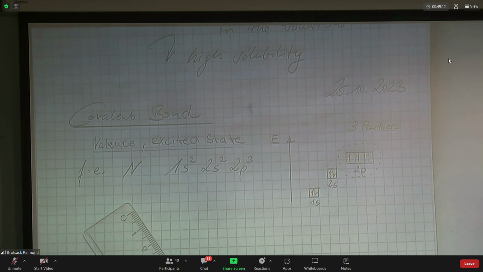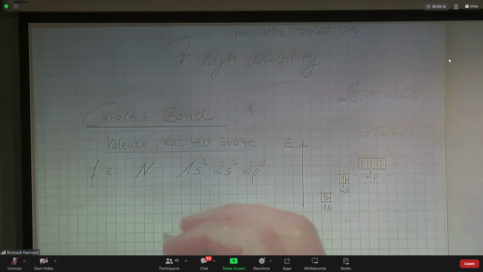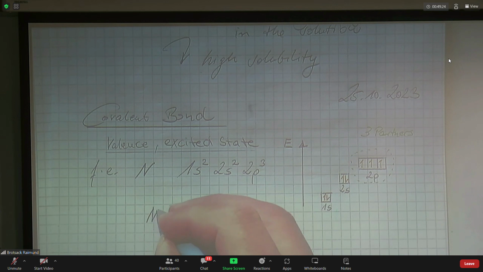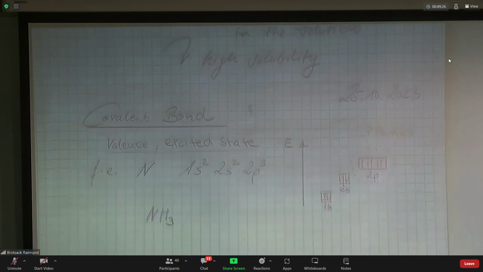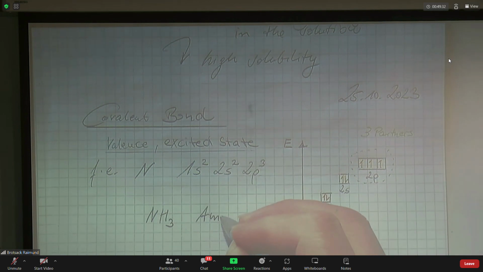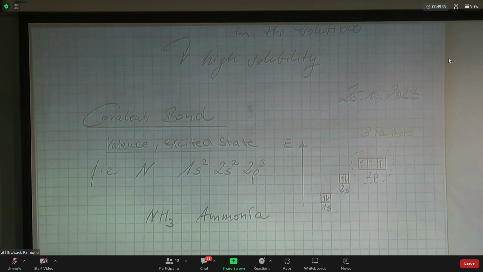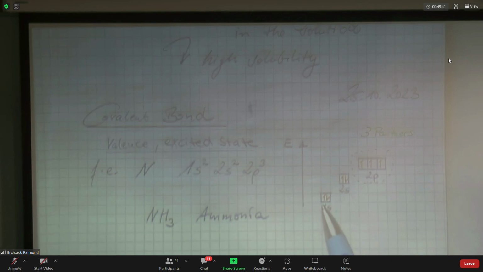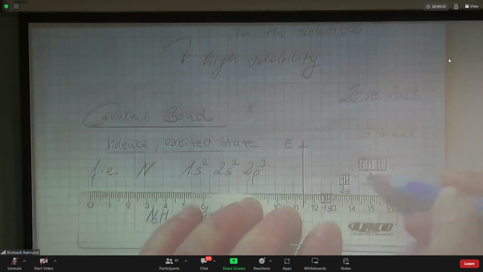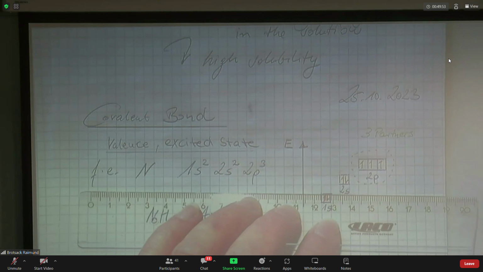So when we look at a nitrogen compound, which is ammonia, do you know the formula? NH3. NH3 is the formula for ammonia. And we even know now, we do not look at the first shell because that is full. We always look at the outer shell, and the outer shell is now the second one. And here we have 2s and 3 electrons in 2p.